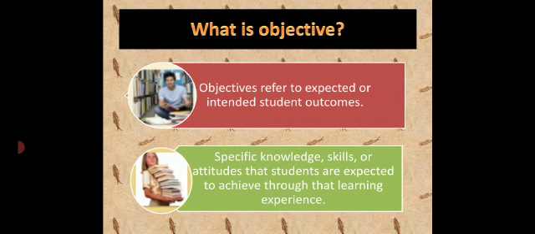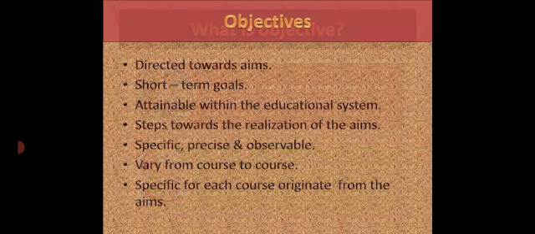Next, we see some important points of objectives. It is directed towards aims. It is a short-term goal. It is attainable within the educational system. It is a step towards the realization of the aims. It may be specific, precise, and observable. It varies from course to course, and it is specific for each course. It originates from the aims.